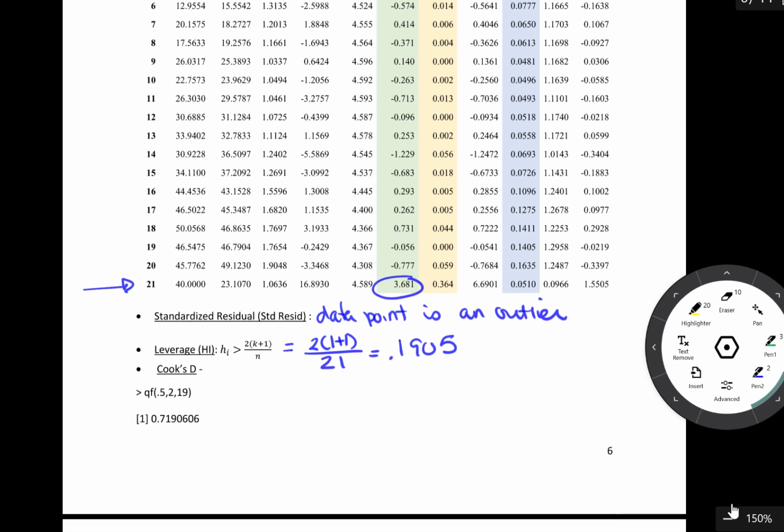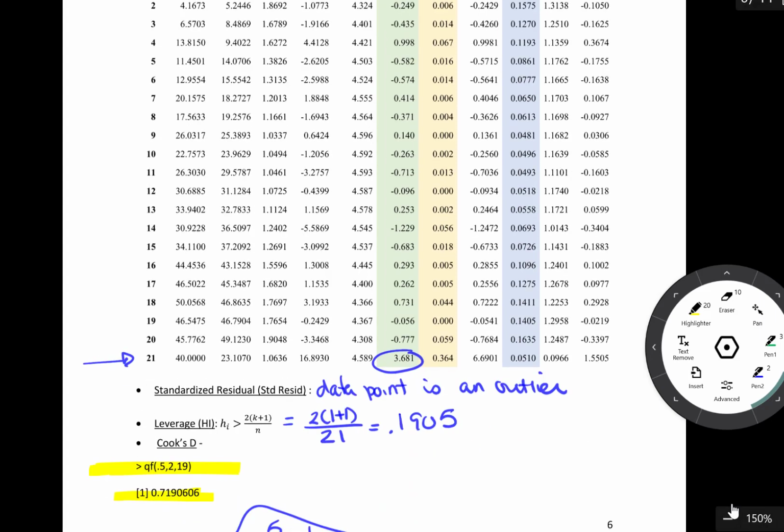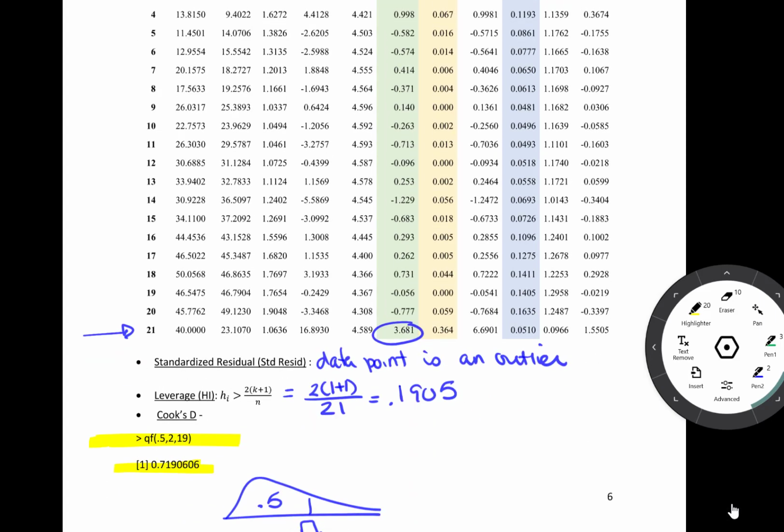And then finally for Cook's D, again, we're looking at that F distribution where we have 50% of the area to the left of the endpoint we're interested in. This time we're going to have 2 degrees of freedom in the numerator and 19 in the denominator. So here is that R code. So this time we're going to compare to 0.719. So now looking at our Cook's D values, again, notice that none of them are higher than the 0.719. So Cook's D doesn't suggest that anything is influential.